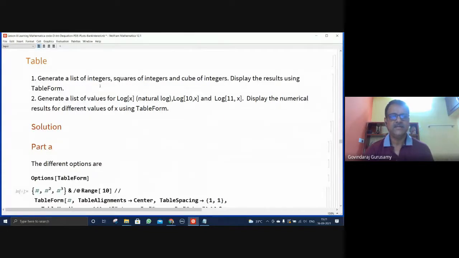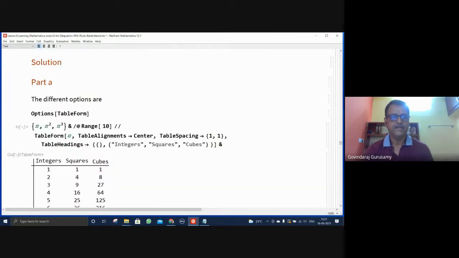Generate a list of integers, square of the integers, and cube of integers. Display the result using a table form. Generate a list of values for log x, natural log, log base 10 of x. This is log base 10, and log base anything. Display the numerical results for different values of it using a table form. Look at the solution here. Option table forms. These are the options which we are making now.